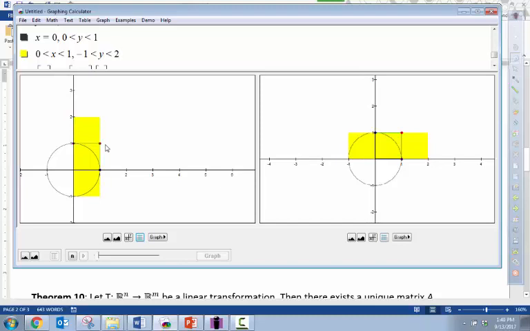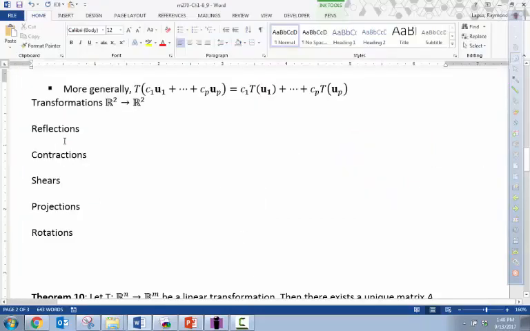Let's do another one. We want to reflect, contract. Contract just means shrinking in an x or a y direction. There's a projection. Projection is kind of weird because it flattens everything. It makes it go down to one of the axes, usually. Or I guess you could make it collapse into a line, too, that's different from the axis.